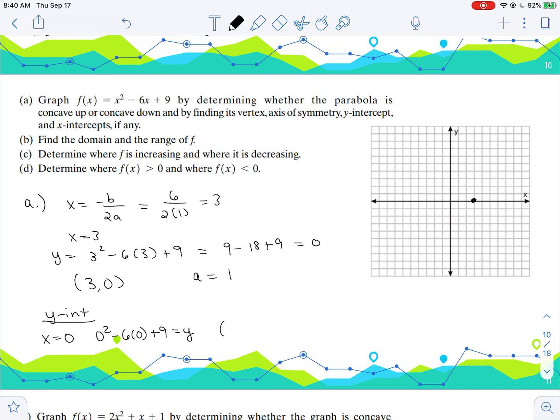So if x is equal to 0, then I would have 0 squared minus 6 times 0 plus 9. So that's going to be my y-intercept, (0, 9). So 1, 2, 3, 4, 5, 6, 7, 8, 9.